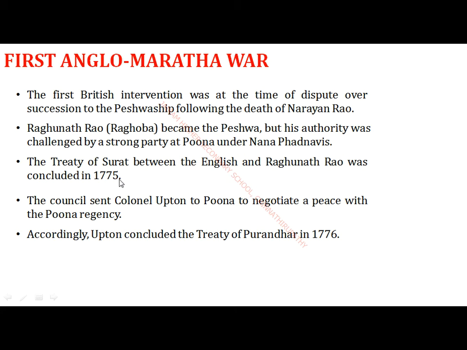So the treaty is known as what? The Treaty of Surat. It was concluded in the year when? 1775. The council sent Colonel Upton to Pune to negotiate a peace with the Pune Regency.